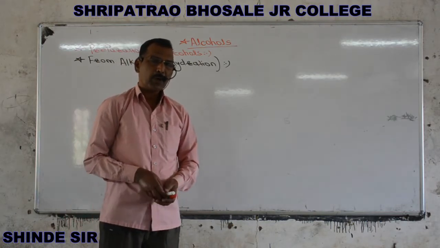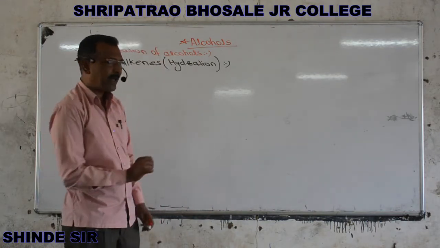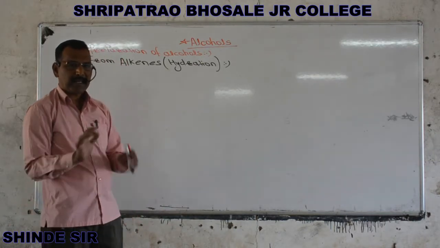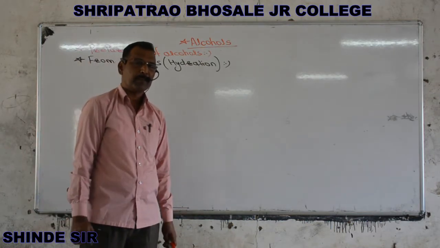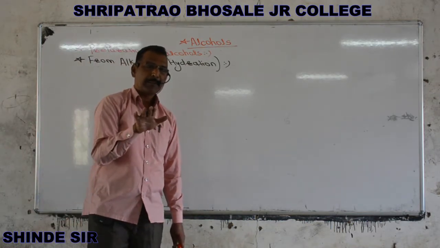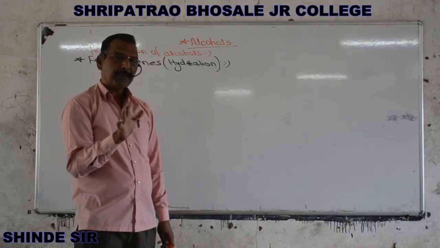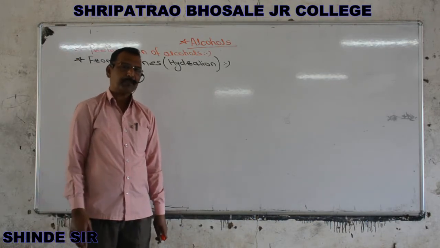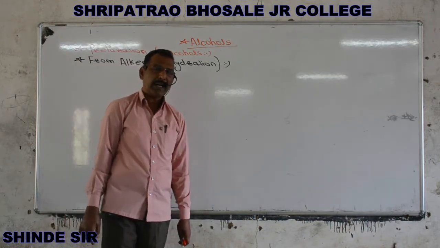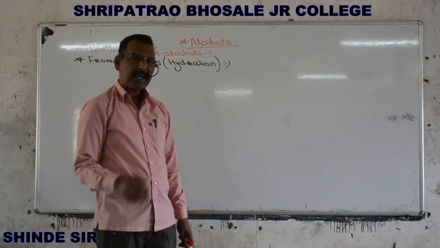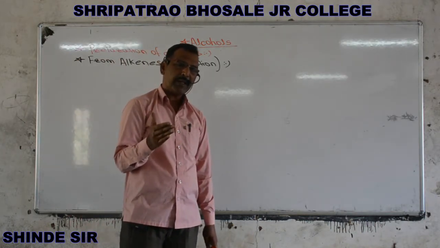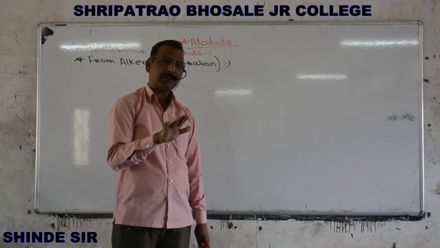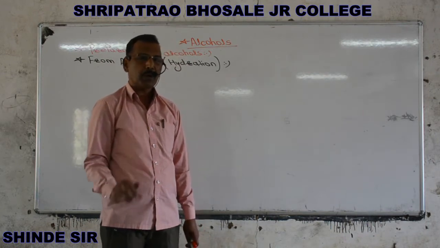That means a water molecule is added to alkenes, but direct addition of water does not take place. So how does addition take place? First of all, the alkenes are treated with cold and concentrated sulfuric acid. Then formation of alkyl hydrogen sulfate takes place, and that intermediate alkyl hydrogen sulfate is then further heated with water. Then addition of water takes place and alcohol is formed.